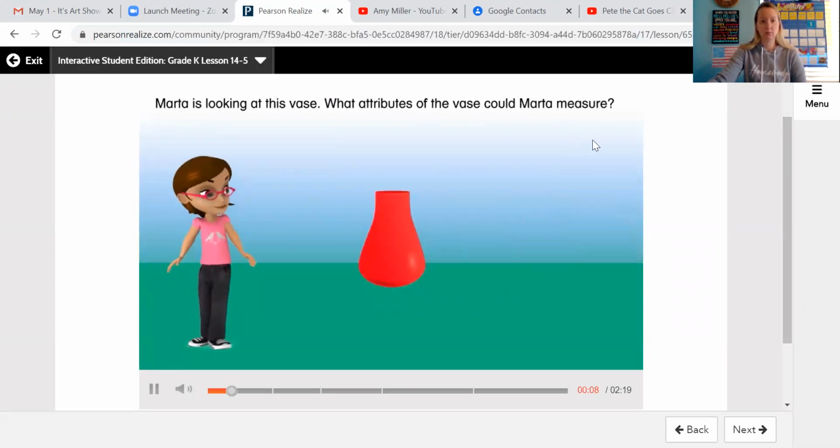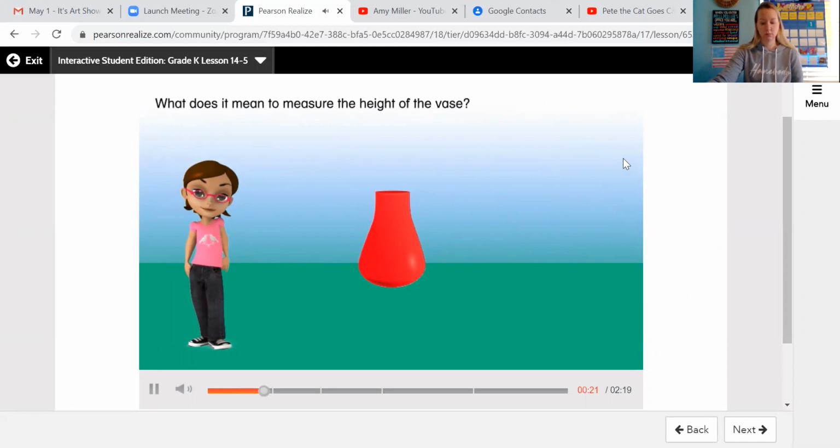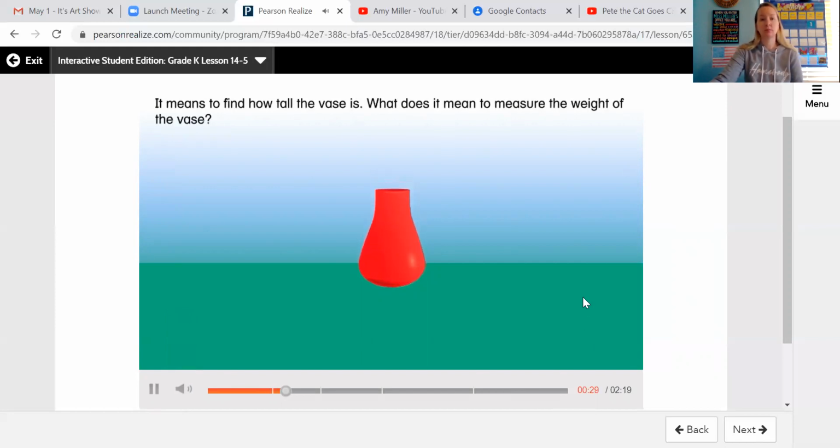Marta is looking at this vase. What attributes of the vase could Marta measure? She could measure the height, weight, or capacity of the vase. What does it mean to measure the height of the vase? Think about that. What tool would you use to measure the height? Let's see if you're right. It means to find how tall the vase is.